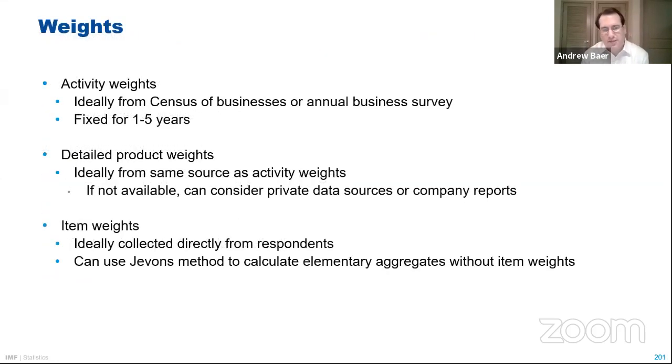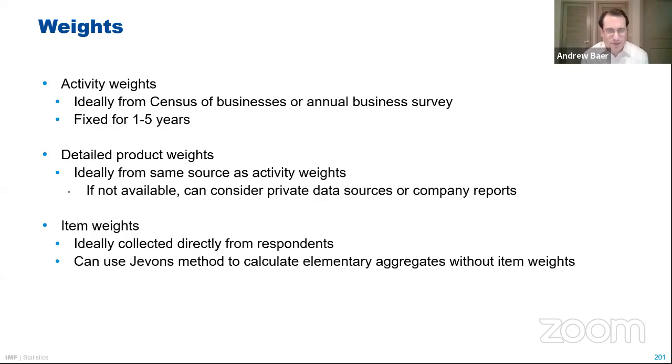When we talk about weights, remember we talk about 3 different types of weights. Activity weights, which is at the ISIC 4-digit and above. And those are from either the national accounts or the economic census or the annual business survey. I say here fixed for 1 to 5 years. I think now you're doing it every 10 years. It would be great as a longer term improvement to be able to do it more frequently, but that would be a longer term improvement.